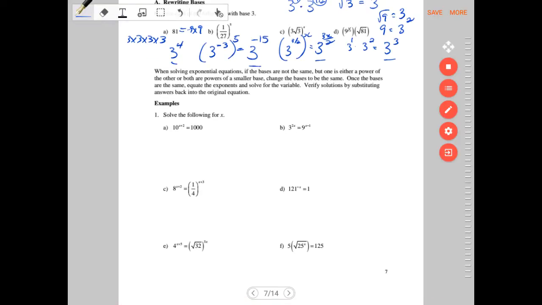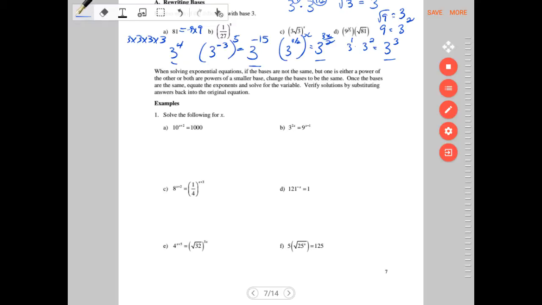When solving exponential equations, if the bases aren't the same, but one is either a power of the other or both are powers of one smaller base, change them so that they are the same. Once they're the same, all you have to do is make the exponents equal and solve for x. Always verify the answers by substituting back into the original question.